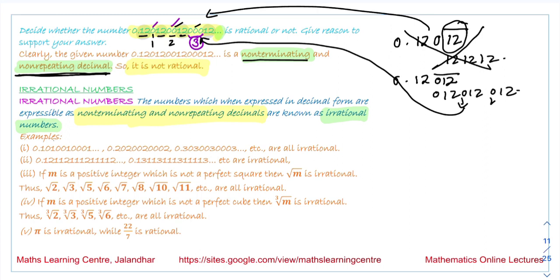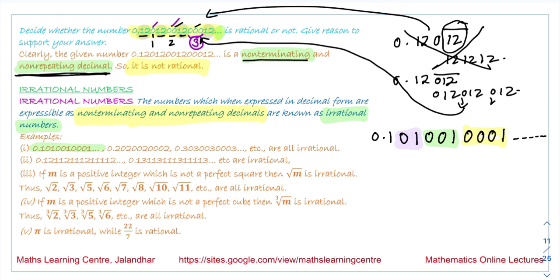Next, some examples are given over here. In the first example, we are talking about this number. What kind of number is this? It is 0.1, then 1 zero, then again 1, then 2 zeros, then again 1, then 3 zeros, then again 1, and so on. If we look at these blocks, we cannot find any block that is repeating. So this number has a non-terminating and non-repeating decimal representation.